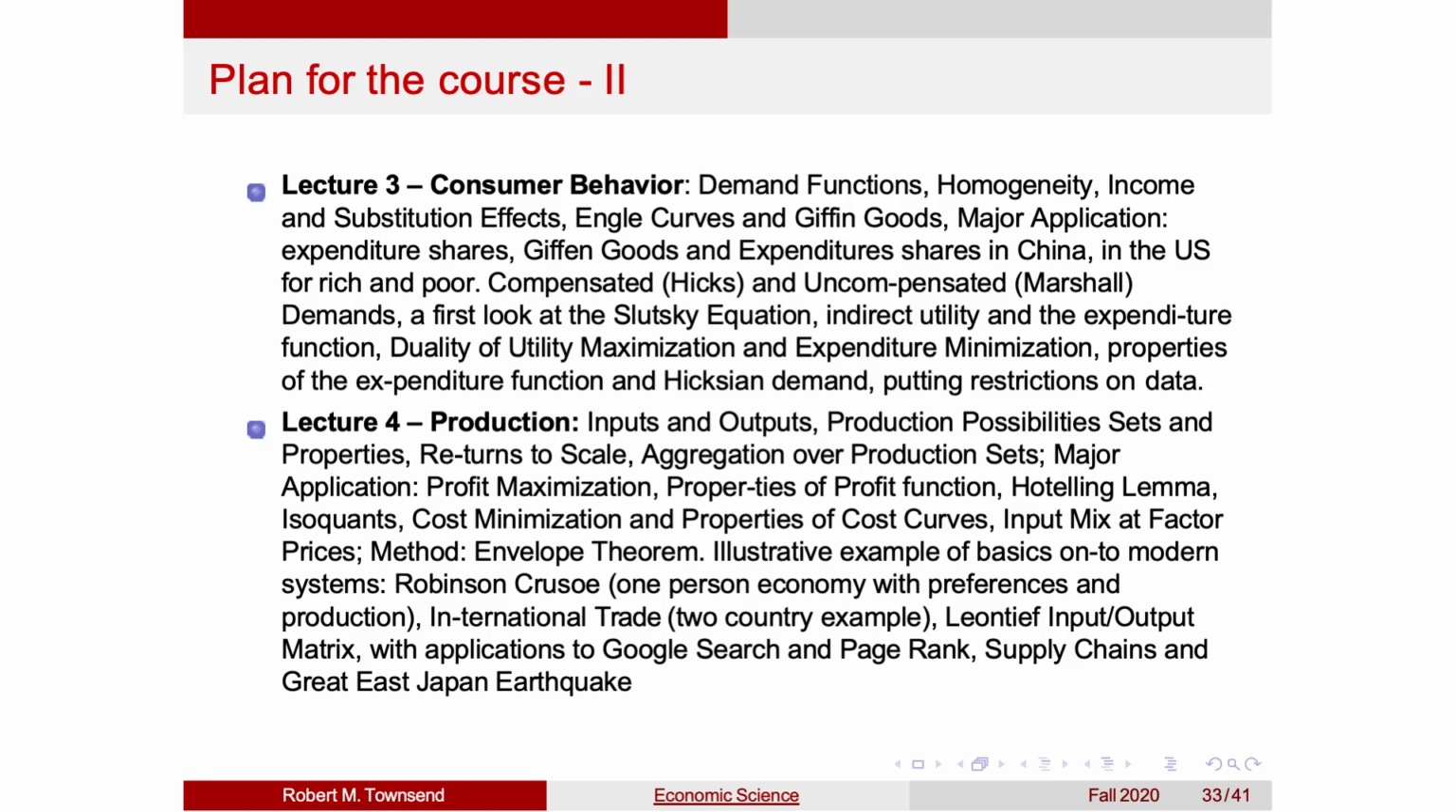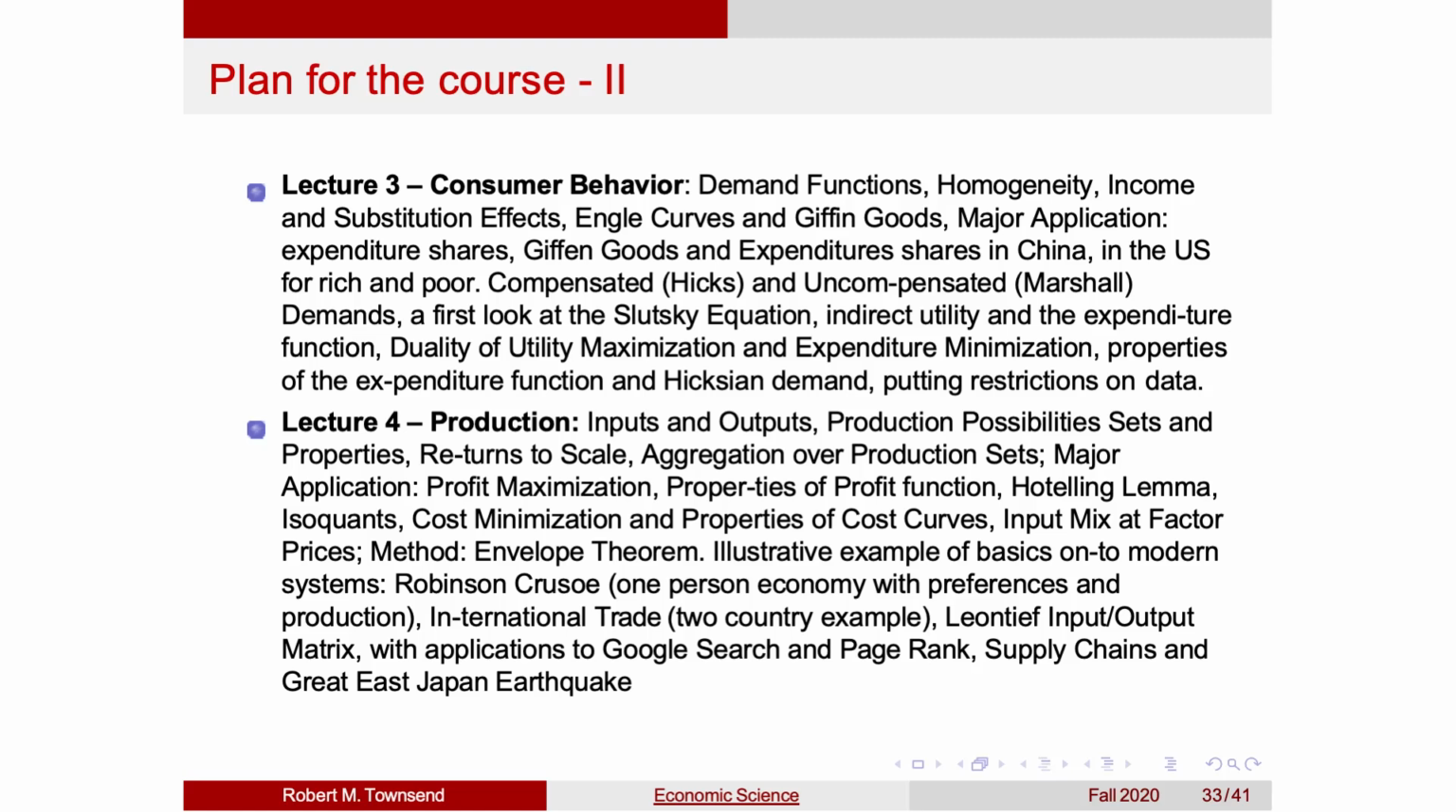Lecture 4 is on production. That's the second building block. And there we do production functions, inputs and outputs, return to scale. But again, we jump to an application, which is profit maximization, which is the analog. Firms maximize profits given prices, consumers maximize utility subject to prices and income. So we'll go through that and derive some properties, and then up pops another method, namely we need something called the envelope theorem.